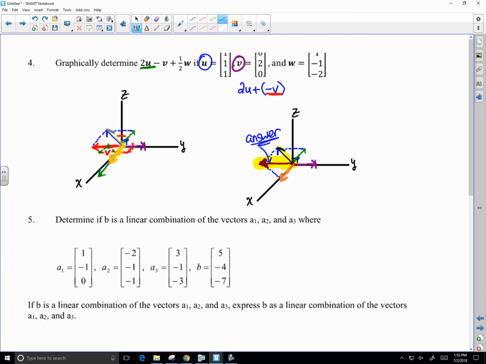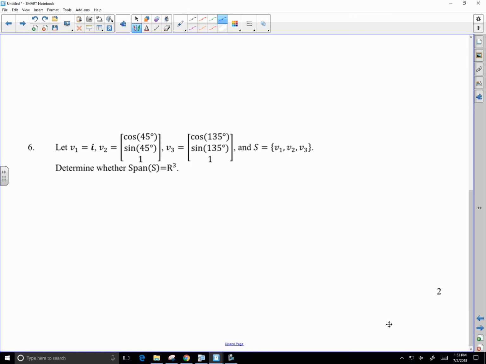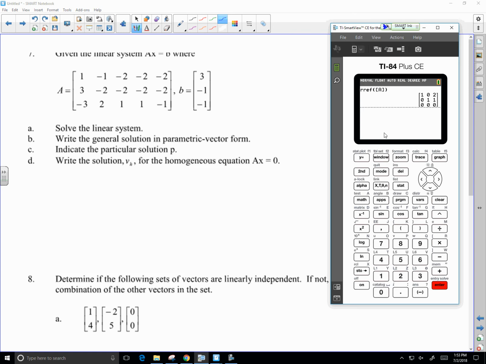Number 7, you said. All right, so we have to solve the system and then write it in parametric form. So directions are important, obviously. If it doesn't say to do something by hand, then I wouldn't do it by hand. 3 by 6.